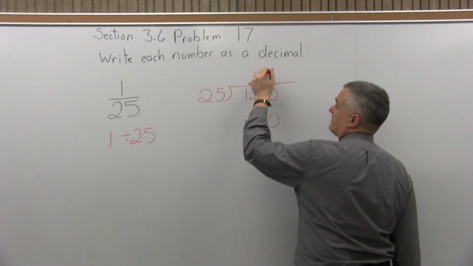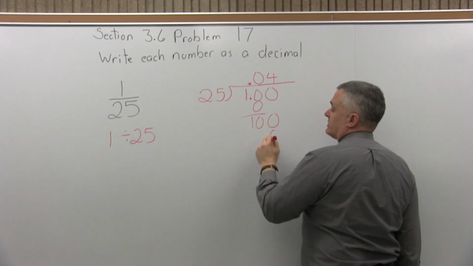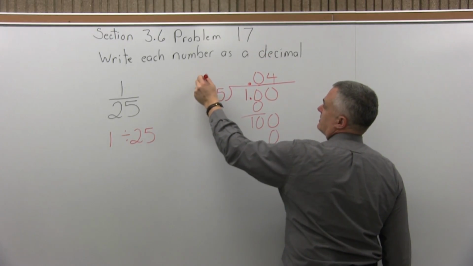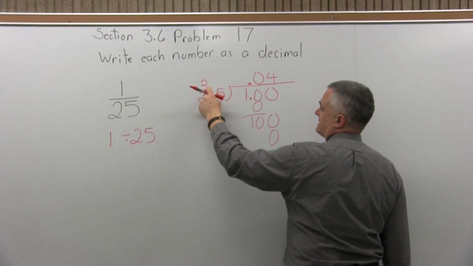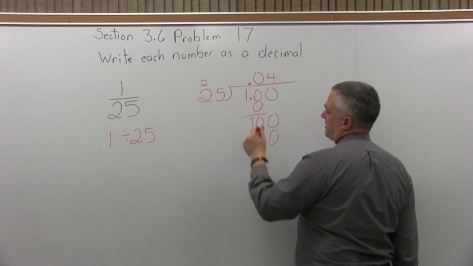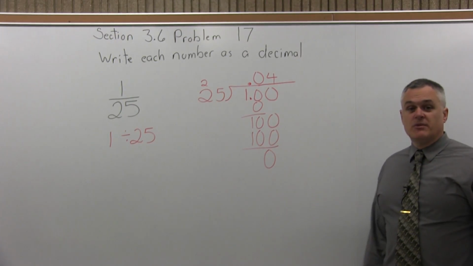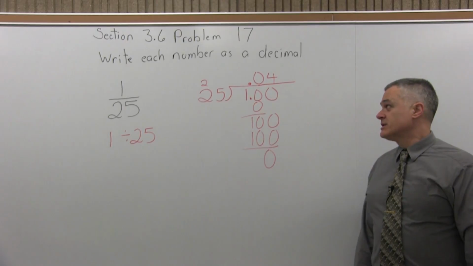4 times 25 is 100. So I put a 4 on the top. 4 times 5 is 20. Write the 0, carry the 2. 4 times 2 is 8, plus the 2 more that I carried is 10. Or I just remember that 4 times 25 is 100. But anyway, you wind up with 100 minus 100, which is 0. So it went in evenly.